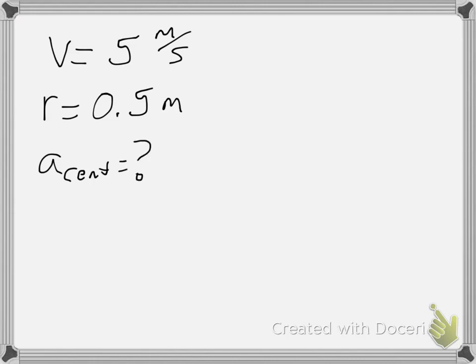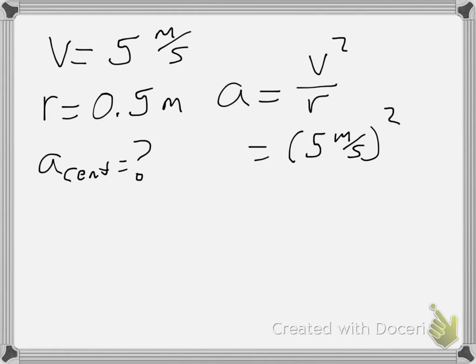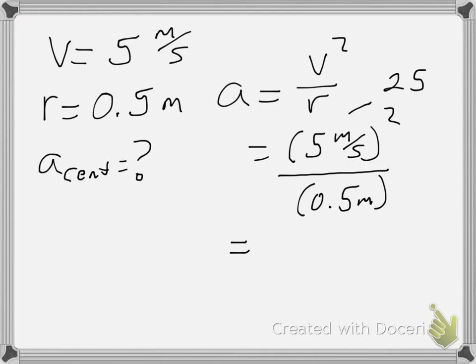Okay, well, to do this, all we need to do is plug the values into our formula here. So we're going to get 5 meters per second quantity squared divided by 0.5 meters. And what does this turn into? Well, this is of course going to be 25. Now 25 divided by 5 would be 5, but 25 divided by 0.5 is actually going to be 50.